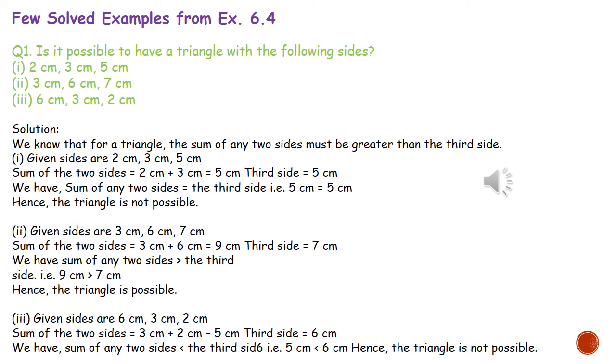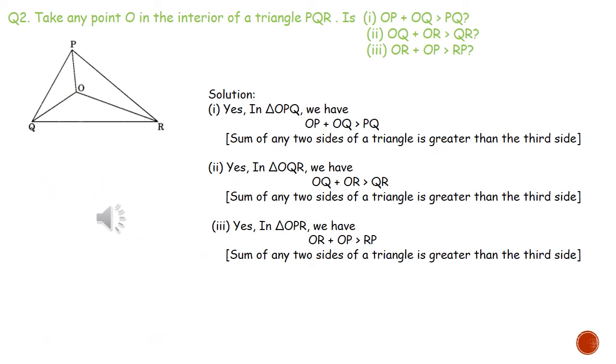So the triangle is possible. In the third part, 6 centimeter, 3 centimeter and 2 centimeter. Sum of two sides, that means 3 plus 2 is equal to 5, which is lesser than the third side, that is 6 centimeter. So we cannot form a triangle with this length of side. We are moving to question number 2.